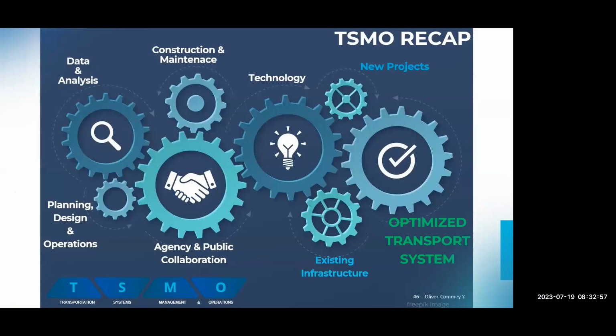And so this is just a quick takeaway for you that it involves a lot of moving parts. You have to have data. I think Engineer Abbas already said this a few weeks ago. You need that data to be able to do the analysis. And TISMO can occur at any part of the design process: planning, design, operations, construction, maintenance. The agencies and the public have to work together. It can be used for both existing infrastructure and new projects. And together with this system, you can actually realize an optimized transport system.